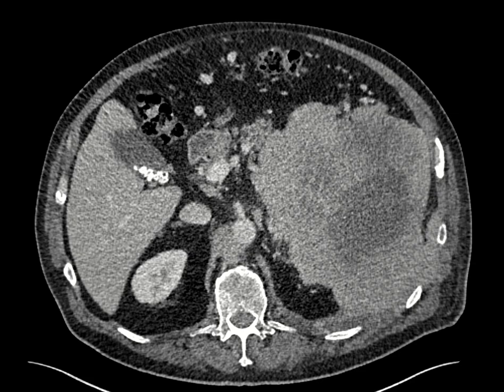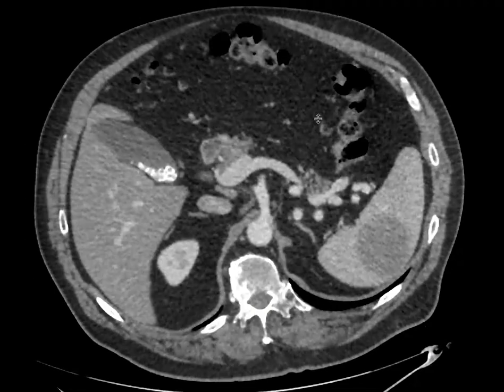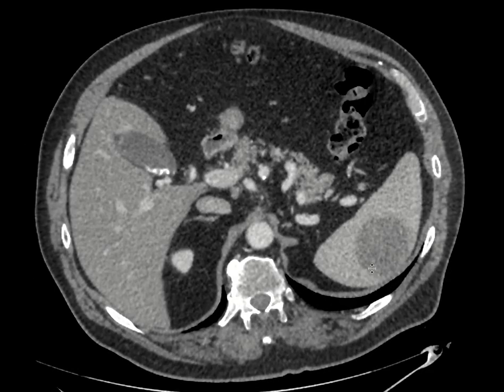So this was a case, an unfortunate case, where we have an incidental splenic lesion that was thought to be benign but ends up being lymphoma.